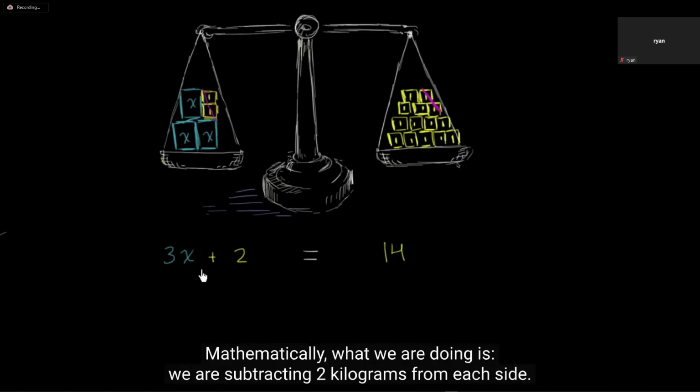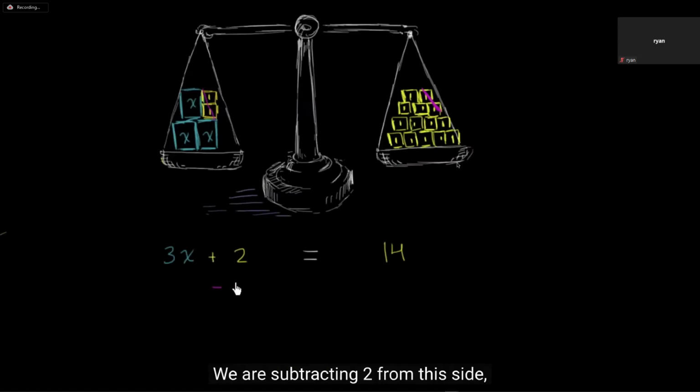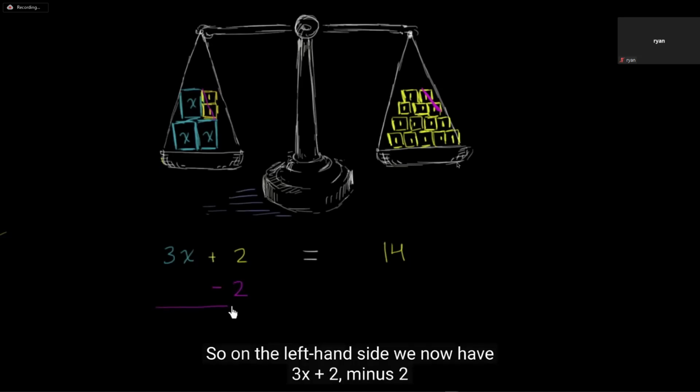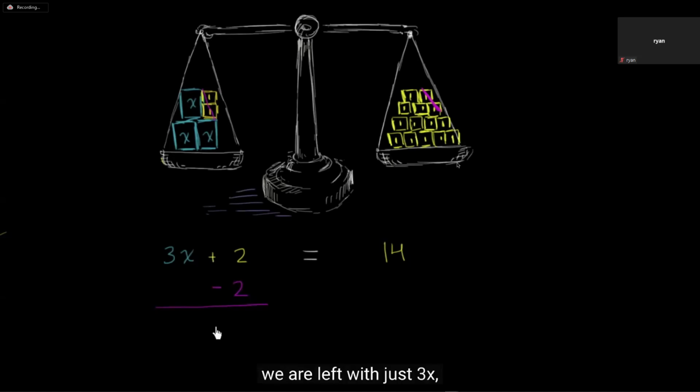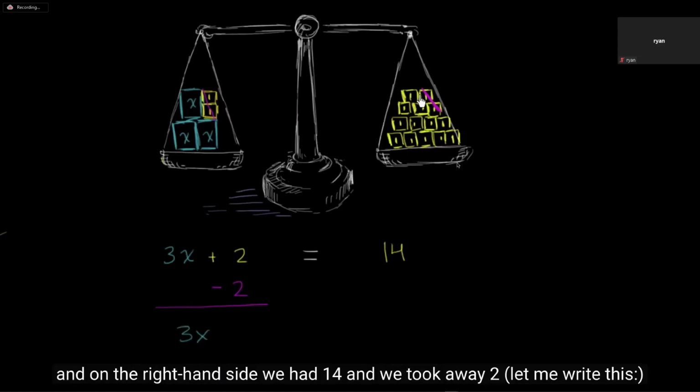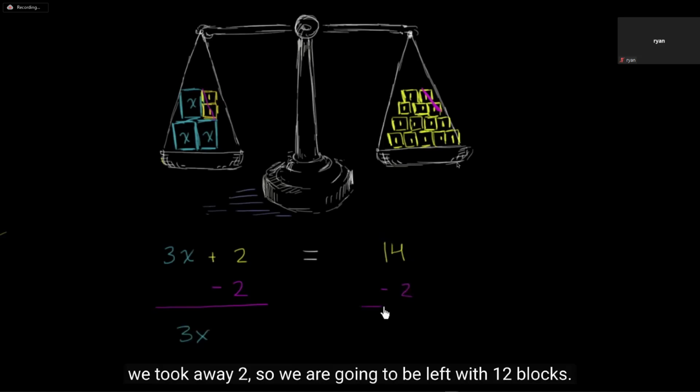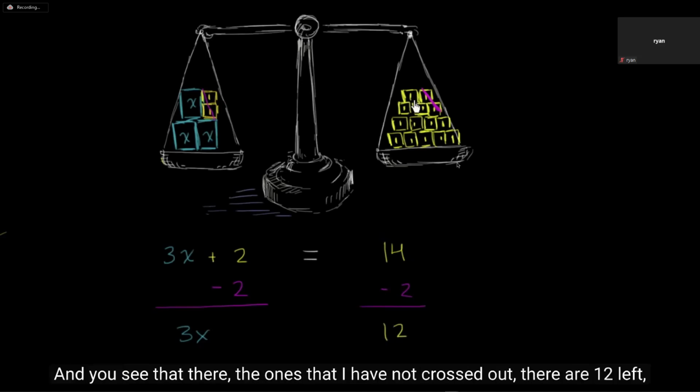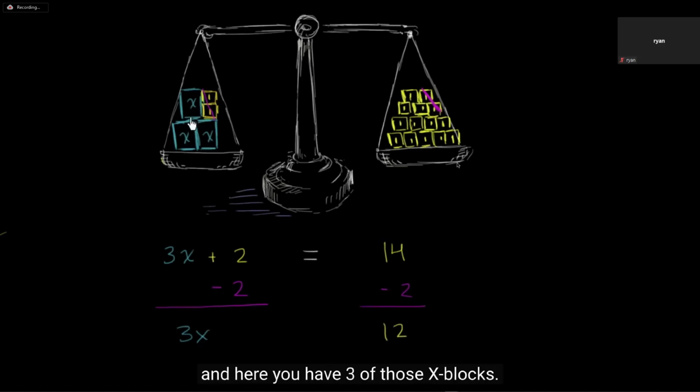And mathematically, what we're essentially doing is subtracting 2 kilograms from each side. So on the left-hand side, we now have 3x plus 2 minus 2. We're just left with 3x. And on the right-hand side, we had 14, and we took away 2, so we're going to be left with 12 blocks. And you see that there. The ones that I haven't crossed out, there's 12 left. And here you only have 3 of those x blocks.